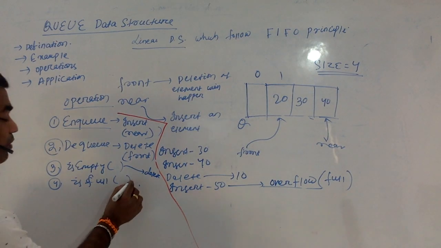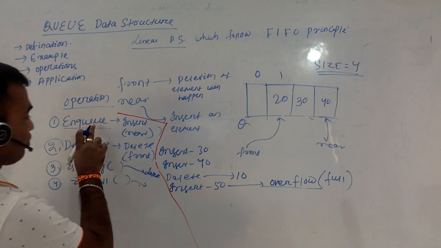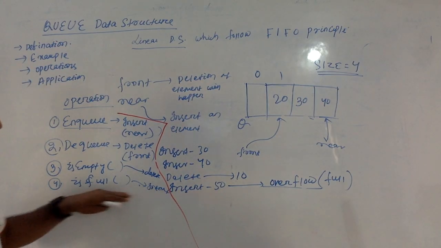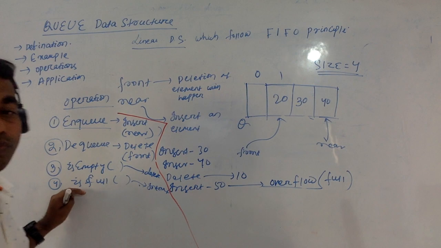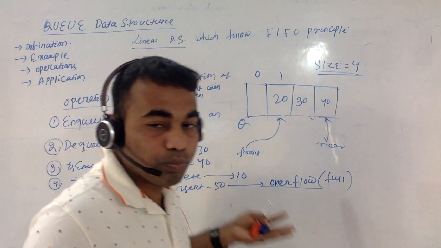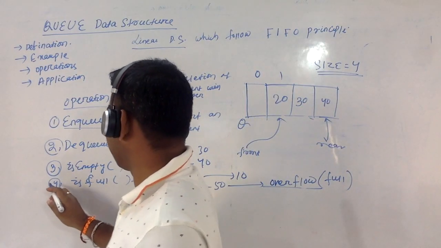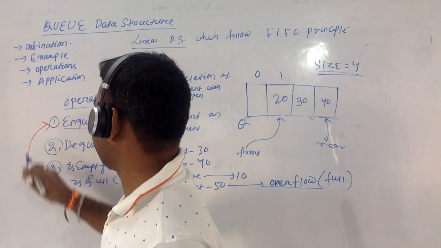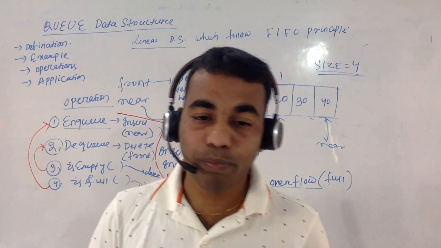And is full will be associated with which operation? Can you tell me? Maybe yes, NQ operation or insert operation. Why? Because before inserting an element, I must check whether that particular queue is full or not. If it is full, then I cannot push more elements to it. So that's why is full is associated with this particular NQ operation. And this is associated with this. So these are some of the operations.